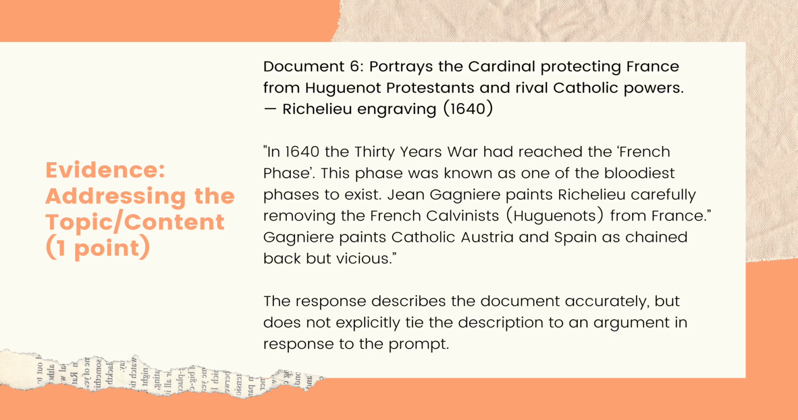This is concerning document 6, which is a Richelieu engraving from 1640, which portrays the cardinal protecting France from Huguenot Protestants and rival Catholic powers. In 1640, the 30 Years' War had reached the French phase.